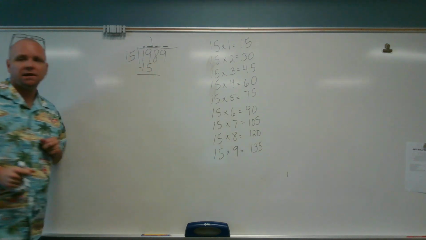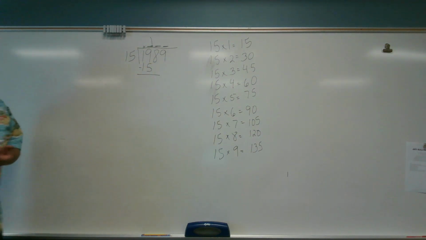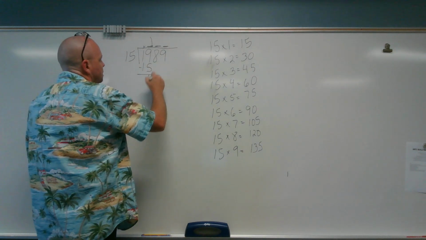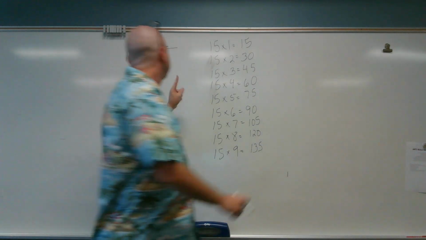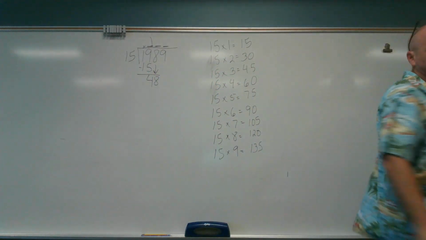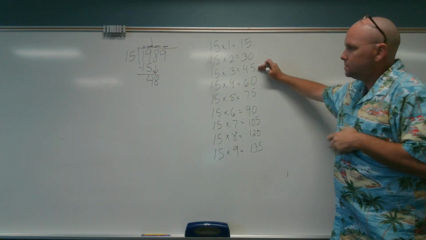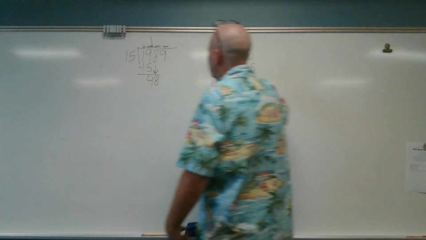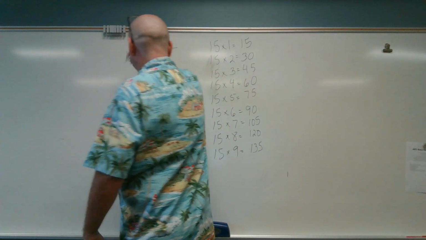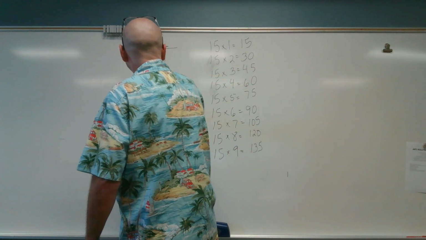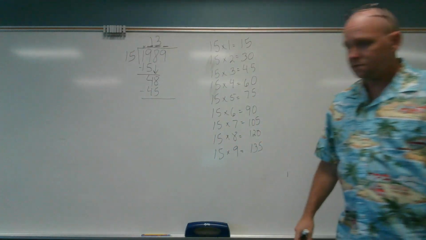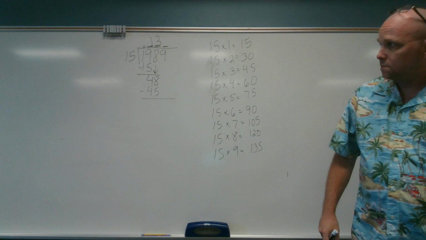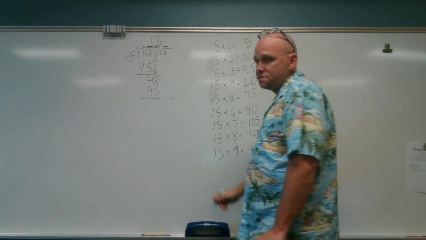The difference between 19 and 15? 4. And then we bring down the 8. How many times is 15 going to go into 48? 3 times, because 45 is as close as we can get. And 3 times 15, we already know is 45. Subtract, and the difference between 48 and 45 is 3.